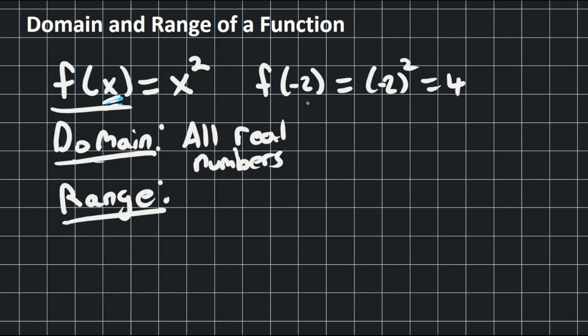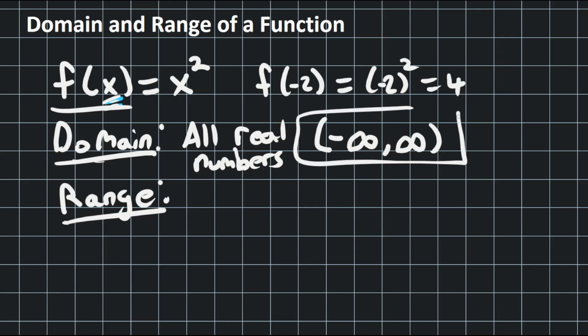So it's all real numbers, and the way to represent this using interval notation, it's every number from negative infinity to positive infinity, closing both with parentheses. So that's how you represent the domain in interval notation, from negative infinity to positive infinity. All real numbers. Okay, so that's the domain. The domain could be any real number.